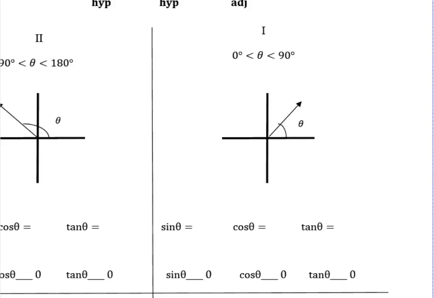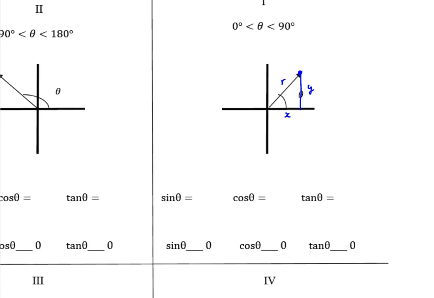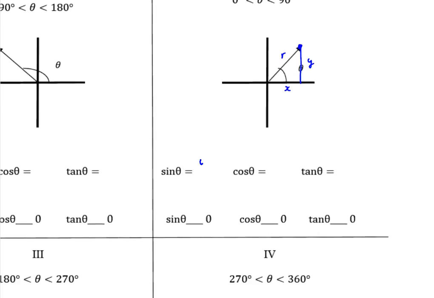In quadrant 1, when you have a coordinate, say you have a point x, y, so x, y, and r. What do we know about the signs of all three of those? Will x be positive in quadrant 1? Yes. Will y be positive? Yes. And will r be positive? Yes. They're all going to be positive, right? So for sine, the formula is y over r. Cos is going to be x over r. And tan is going to be y over x.